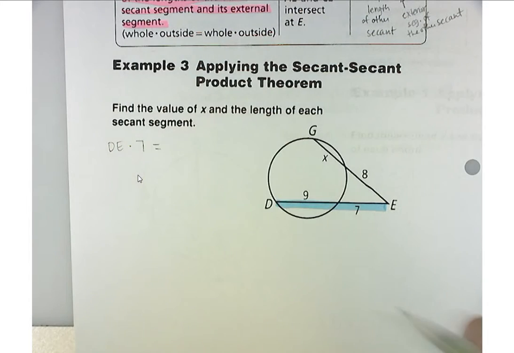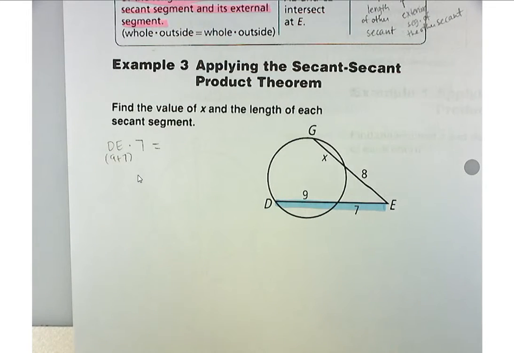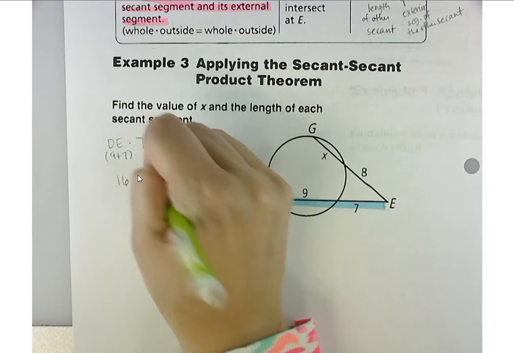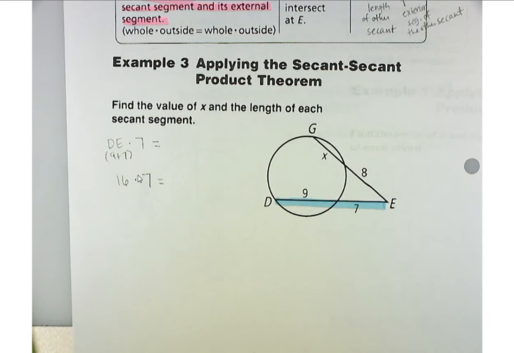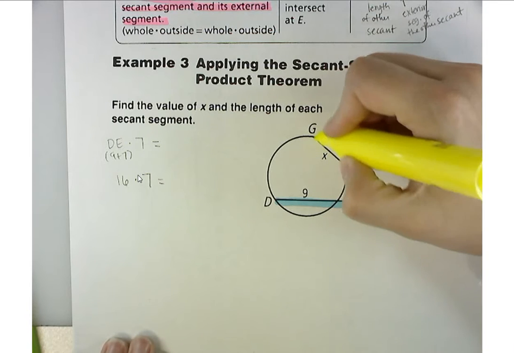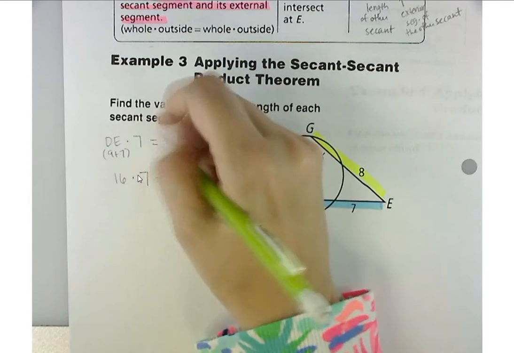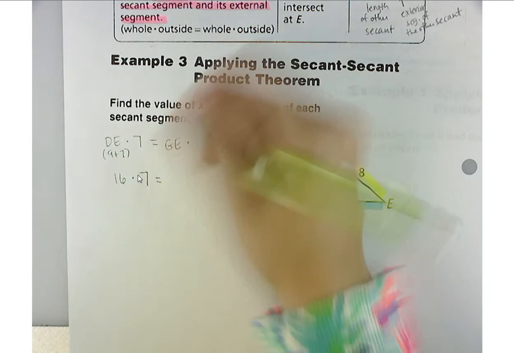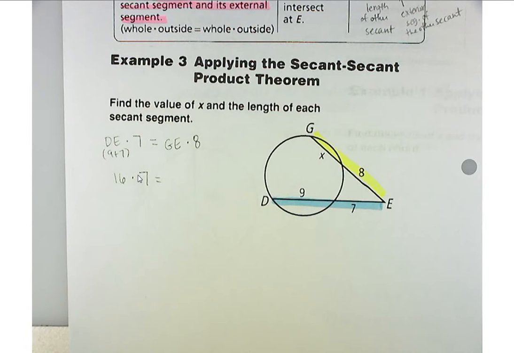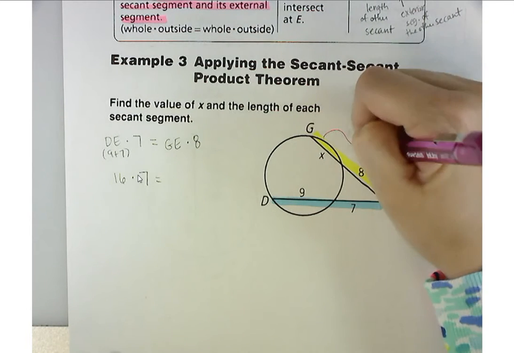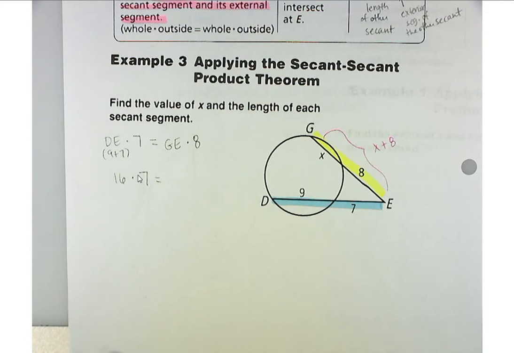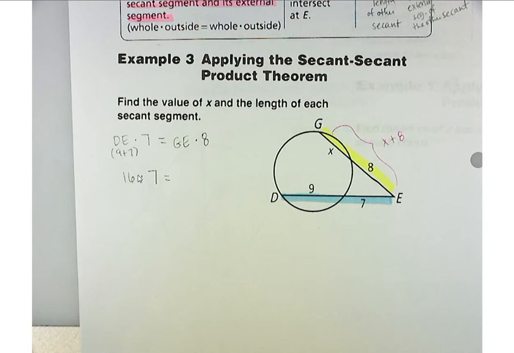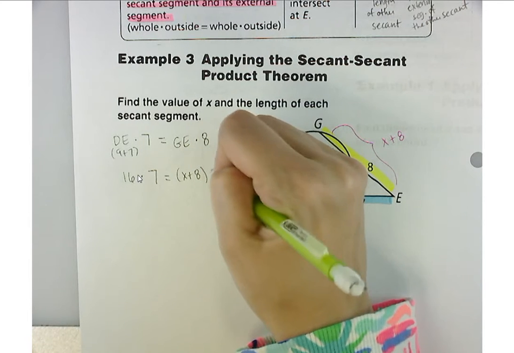So the length of DE, which we get by adding 9 plus 7, is 16. So 16 times 7 is equal to, and then on the other side, we want the length of GE, multiplied by the outside segment, which is 8. Okay, so GE, how are we going to write what that length is? It has to be x plus 8, not 8x, because if you're finding the length, then you're going to be adding them together. So this is going to be x plus 8 multiplied by 8.